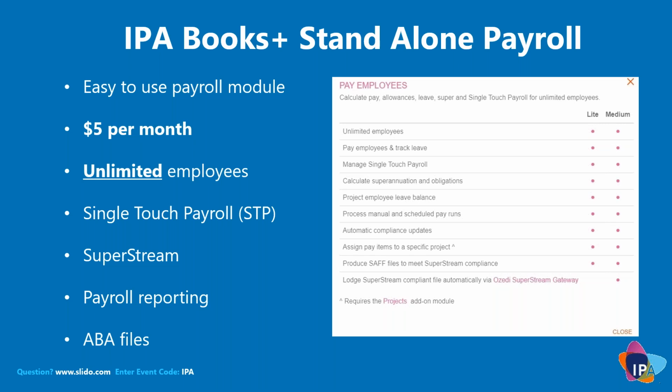So it's a very good price, $5 a month for an unlimited number of employees. It's an easy to use system. We're going to have a bit of a look at it in a moment. Single Touch Payroll compliant, of course, SuperStream compliant, a heap of payroll reporting in there, can do ABA files as well. We can see the little table there. There are 2 levels as well. So there's a $5 a month level, which is the light one. There's also a medium level for $7 a month. Both have unlimited employees. The difference is only the fact that we can use a SuperStream gateway called AusEddy to lodge SuperStream data automatically. So remember, this is SuperStream, not Single Touch Payroll. Single Touch Payroll, I'm going to cover that in a chunk of the session as well today. So how to get that through.